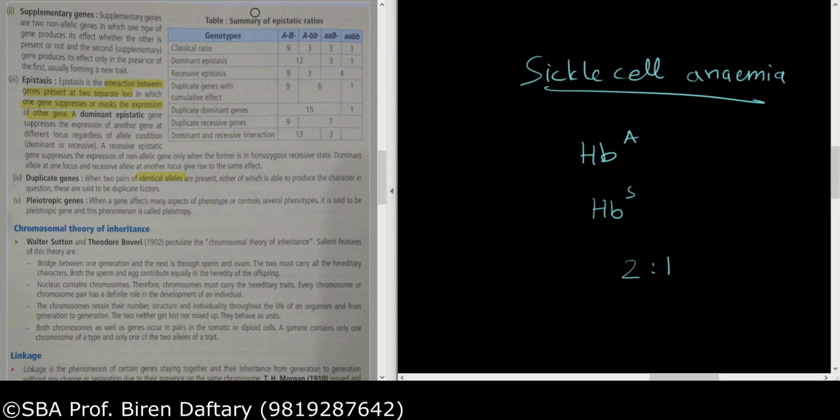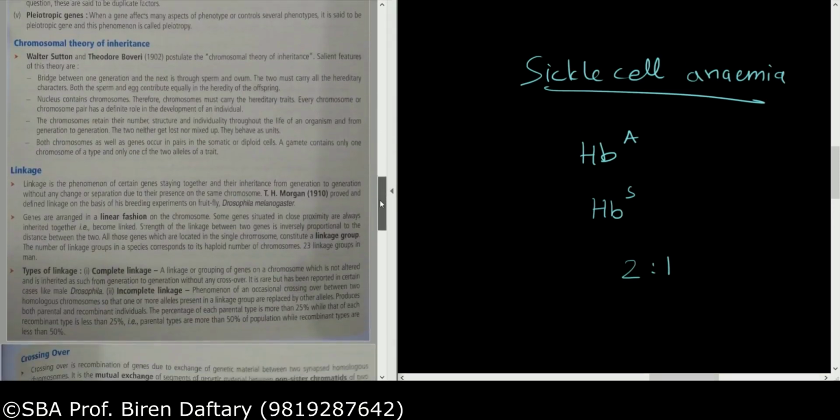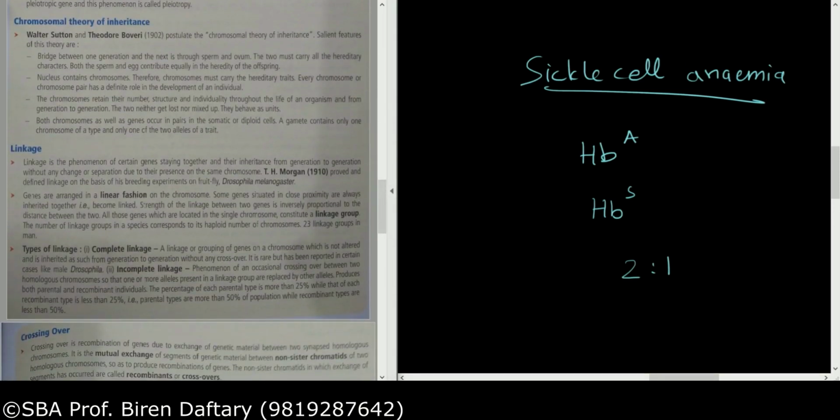You can see over here the table of epistatic ratios is given. It is not important. When you have doubts in the MCQs, at that time we will see how this works out. So it is not important to remember this. So here we complete the part about intergenic interaction. All the interactions have been completed, intragenic and intergenic. So that completes one part of the chapter.